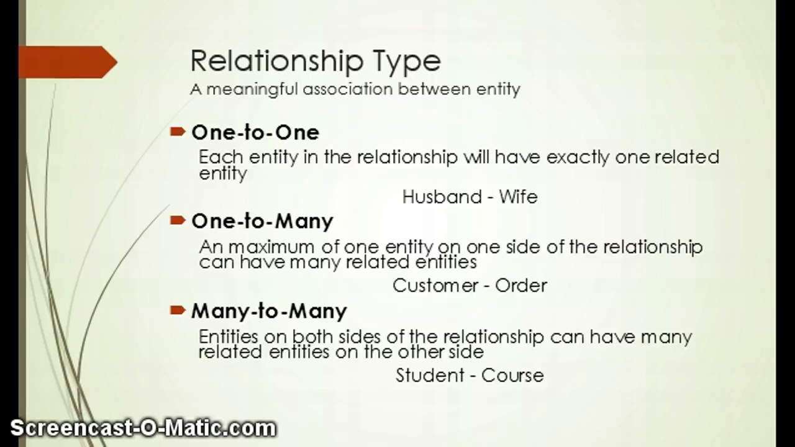One-to-many relationship is when an entity on one side can have many related entities. An example would be customer to order. Many-to-many relationship is when both sides of the relationship can have many related entities. Example of this would be student can have many courses and a course can have many students.